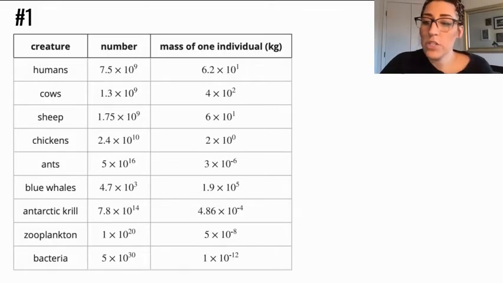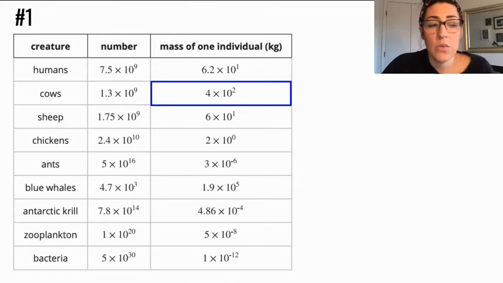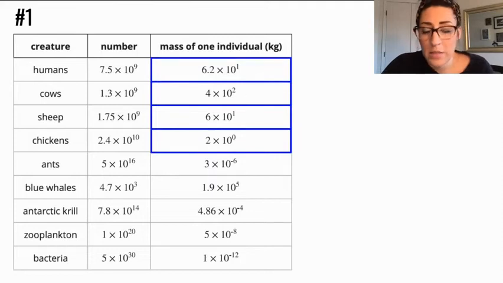Okay, so question 1 gives you a variety of different creatures that they're asking you to find the total mass for. They do ask you about cows, sheep, chickens, and humans, and they give you different amounts of each of those. So I think it's just 1 cow, 2 sheep, 3 chickens, and then a farmer. So we're going to just list these out.